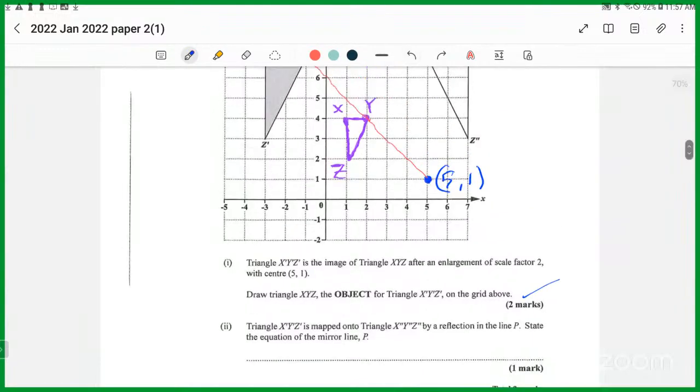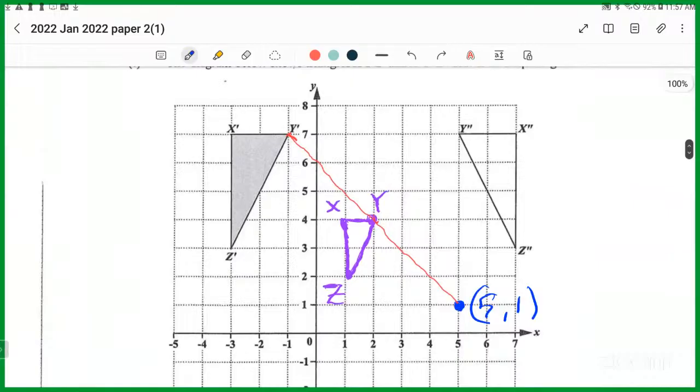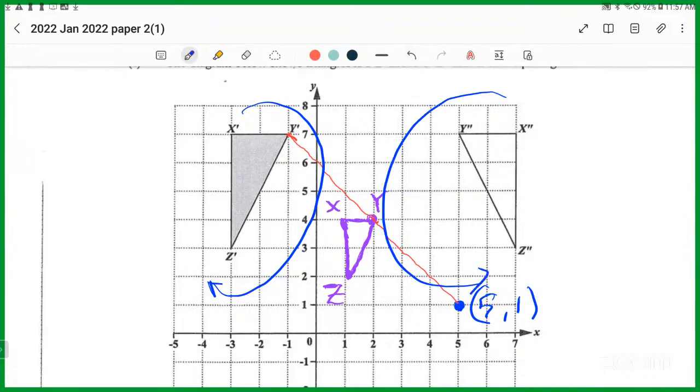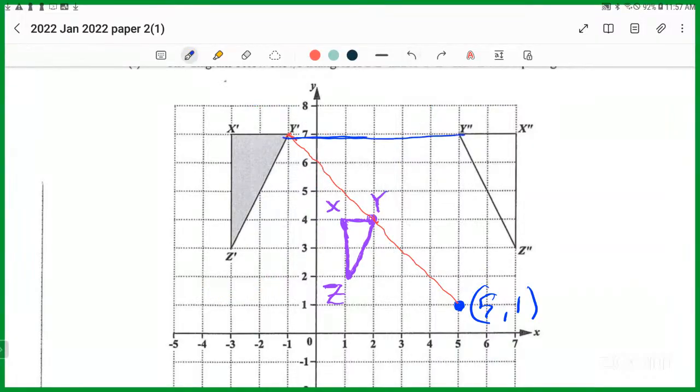How do we know it's a reflection? Orientation is reversed. Look, x, y, z on this is clockwise. X, y, z on this one is anti-clockwise, the other way. So we know we have a reflection in a line. And the mirror line is halfway between the points. So halfway, for example, between these two points, 1, 2, 3, 4, 5, 6, halfway is 3. 1, 2, 3. So the mirror line is right here. That blue line is the mirror line.